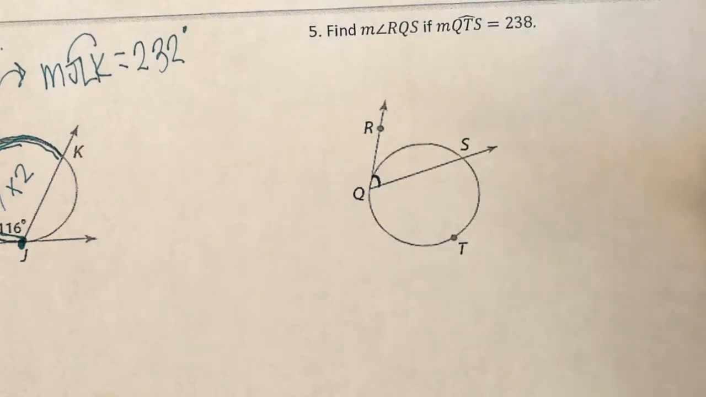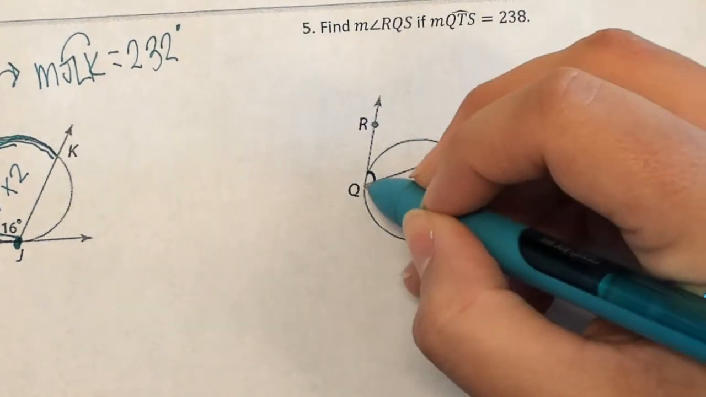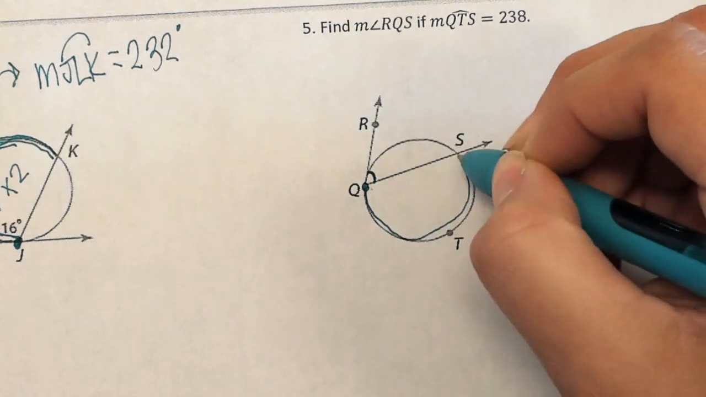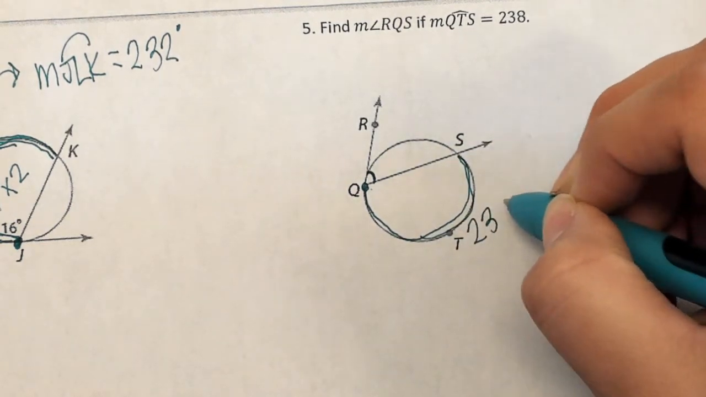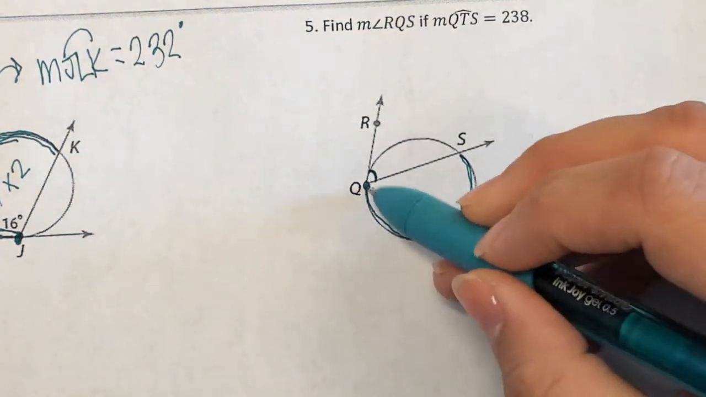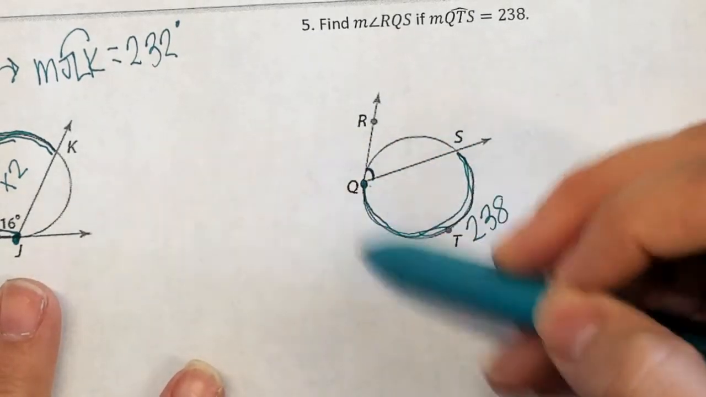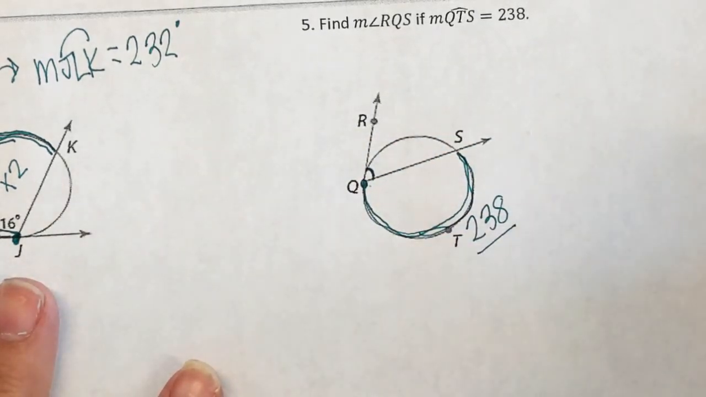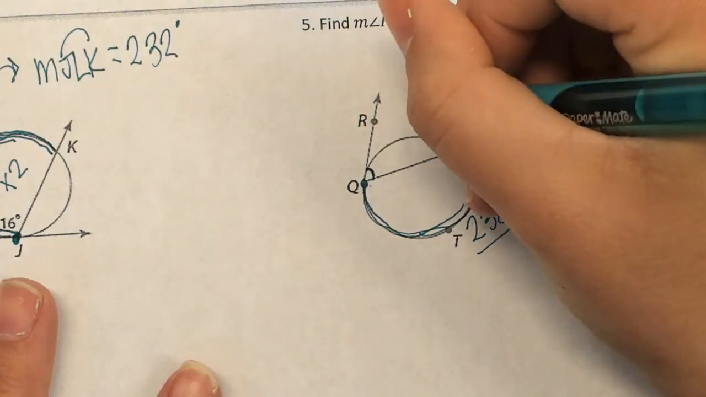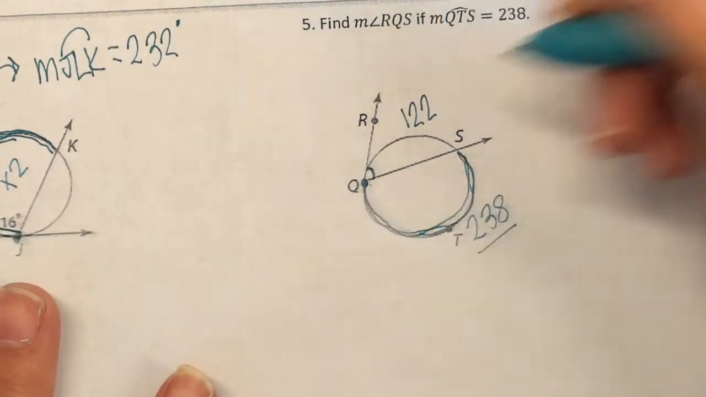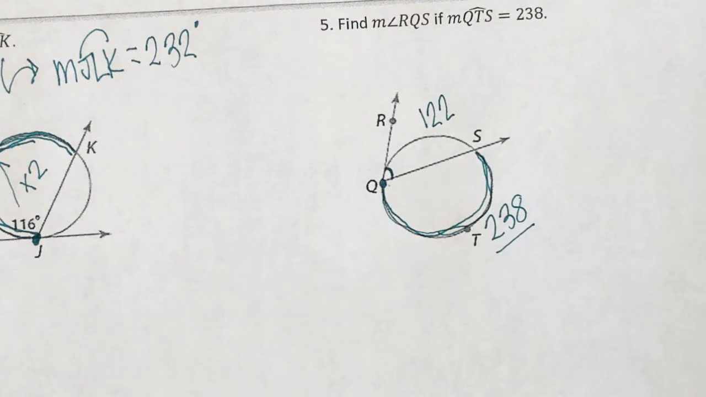Okay? So on number 5, you want to find this angle. So you're finding the angle QTS, which is here, if this arc is 238, find that angle. How'd you get 122? Yeah. So this whole circle has 360 degrees. 238 of it is gone. So what's left? 122 is left for that arc.